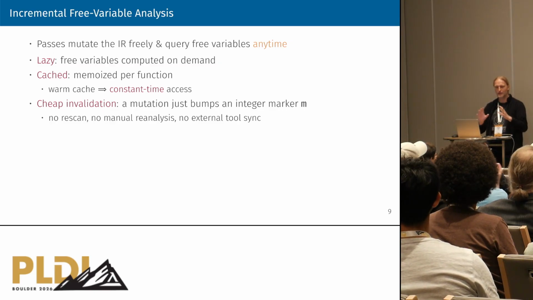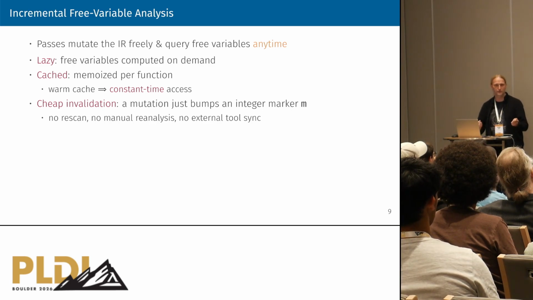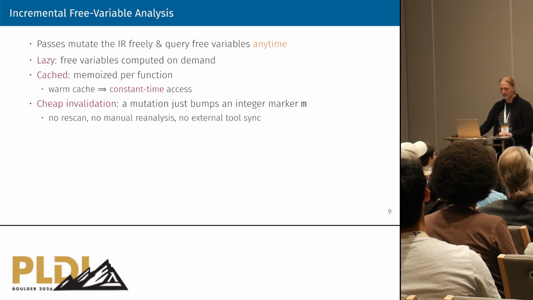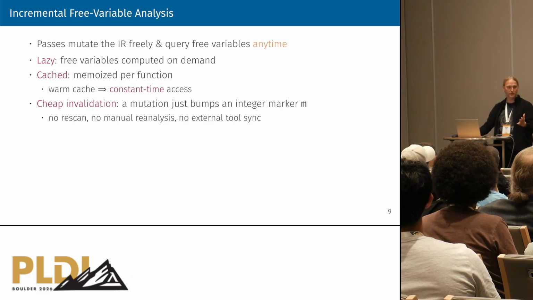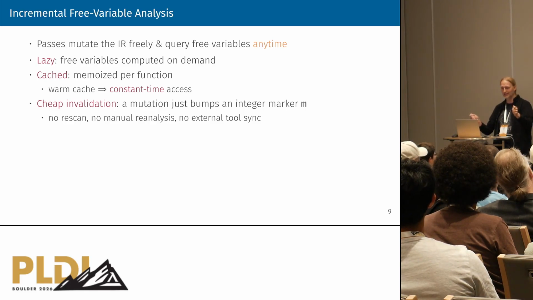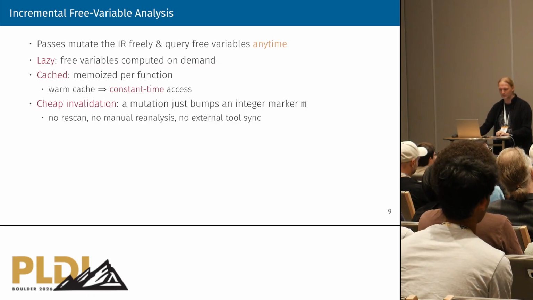And in this whole framework with free variables, you don't have to rescan globally. You don't have to do a manual reanalysis. You just ask for the free variables, and you get the answers transparently, as opposed to dominance information in SSA, where you change the CFG, and then you have to recompute the dominator tree, right? So here, you just ask for the free variables, and you don't have to worry about that.